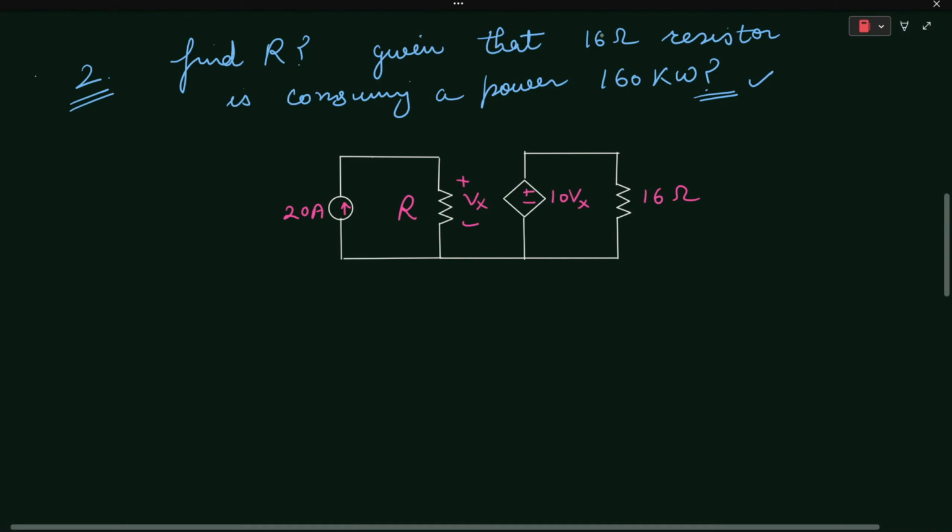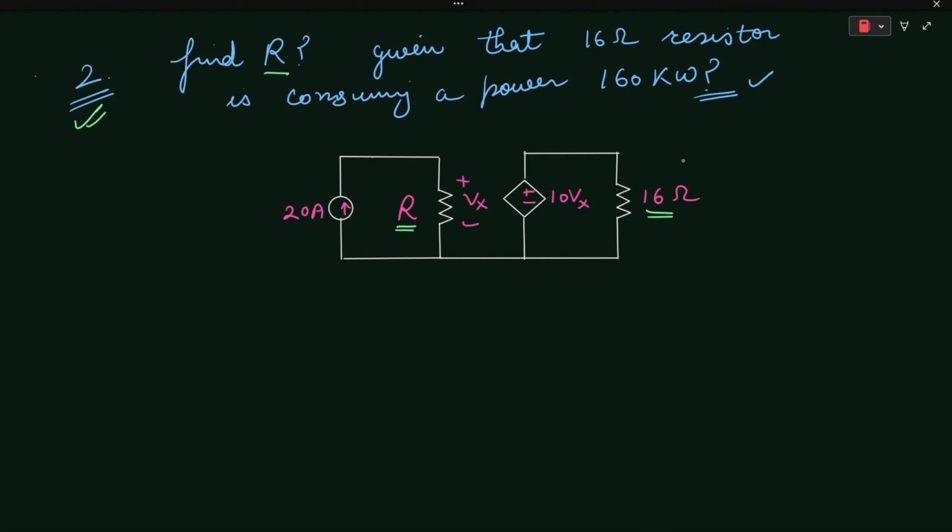Next, let's start with the second problem. In the question we need to find the value of this particular resistor R. It is already given that the power absorbed by this 16 ohm resistor is 160 kilowatts. In this particular loop we can directly apply Ohm's law, and we can say that the value of Vx will be equal to 20, the current flowing in this loop, into the resistance R. So this is your first equation.